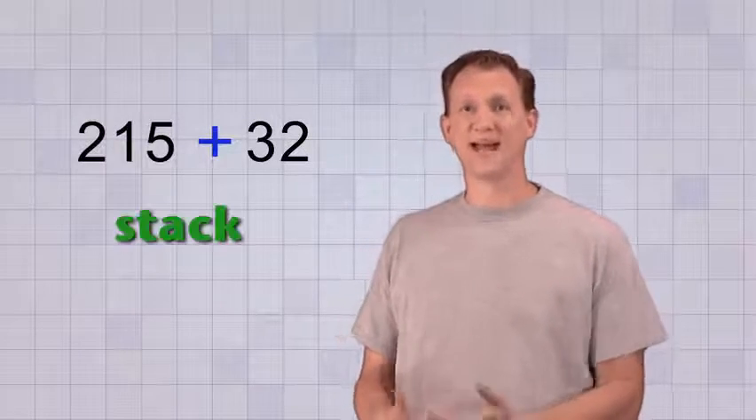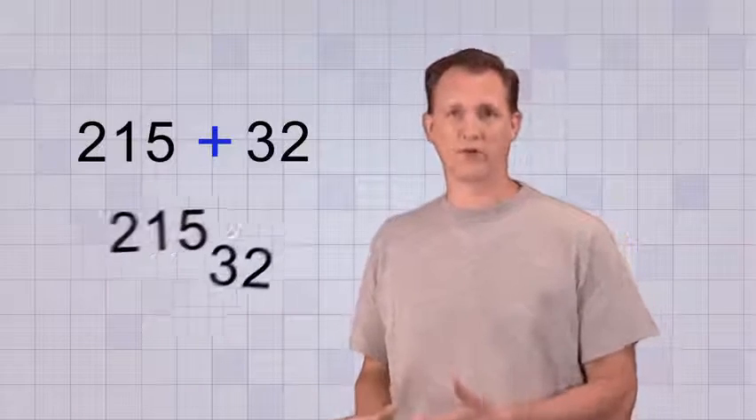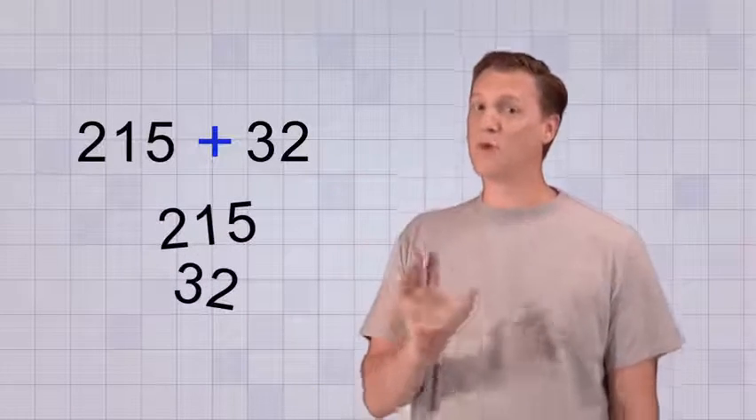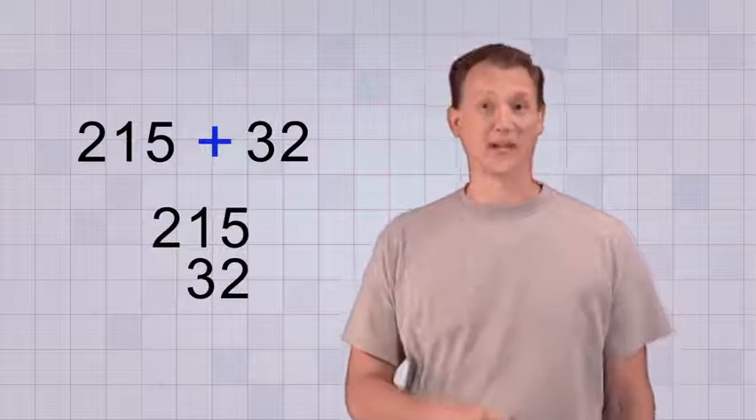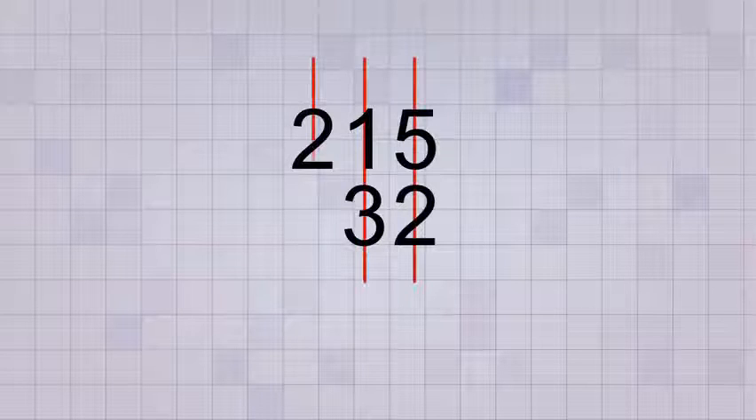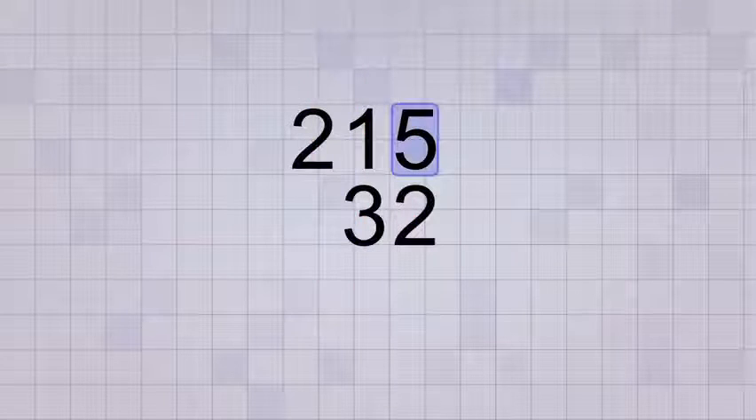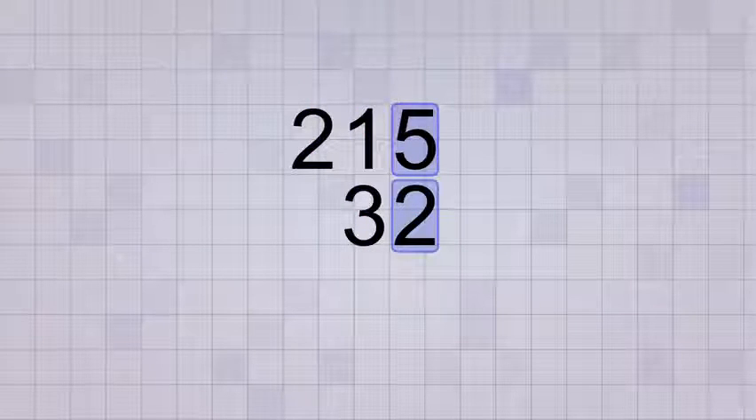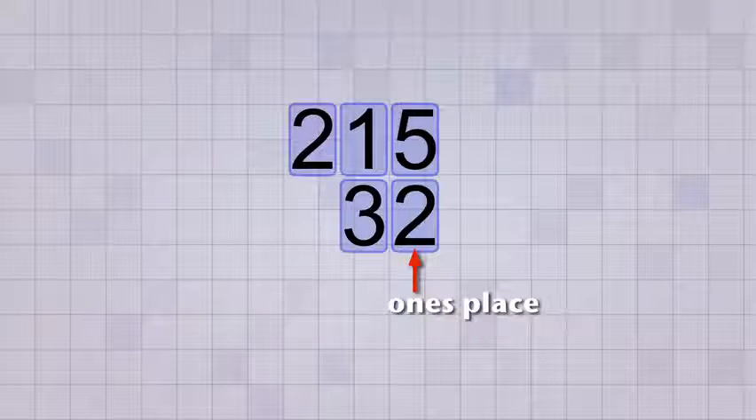Here's how it works. The first thing we need to do is stack the numbers up. And by that, I mean rewriting them so they're on top of each other like this. Don't be sloppy. Make sure they line up nice and straight. That's more like it. But here's the most important part. Be sure to line up the number places so that they're directly over each other, so that the ones place of the number on top is directly over the ones place of the number beneath it. And if you line up the ones place correctly, then all the other number places will be lined up too.